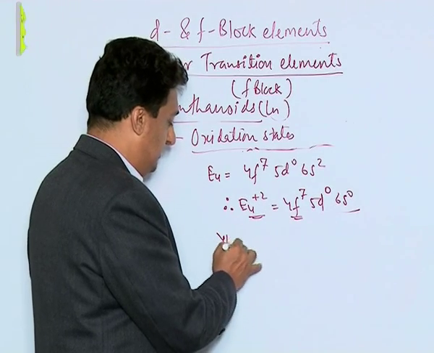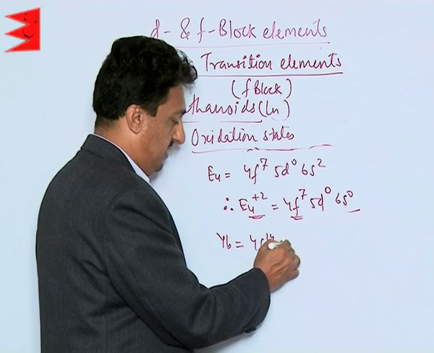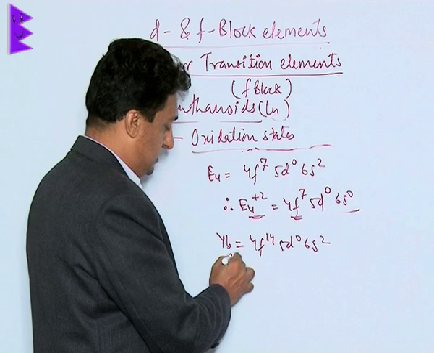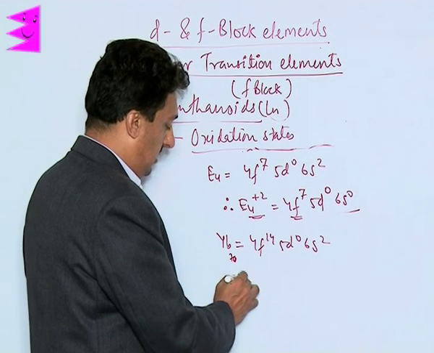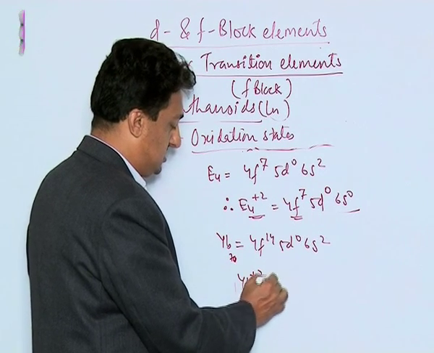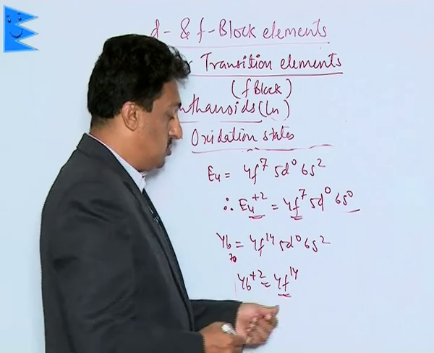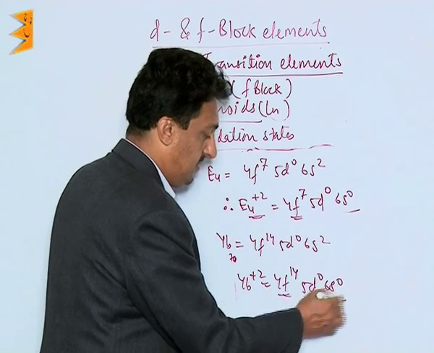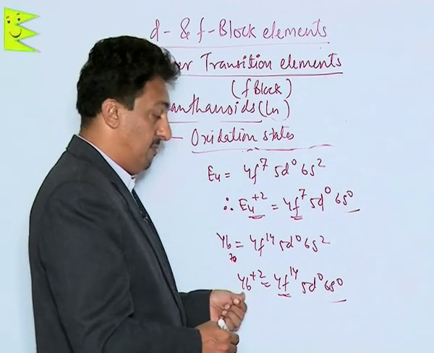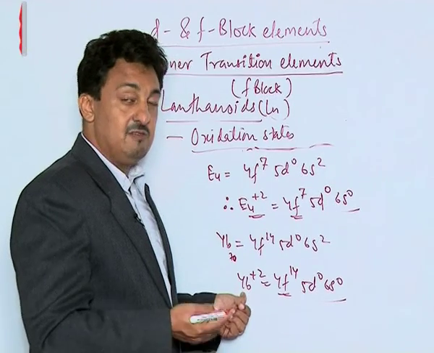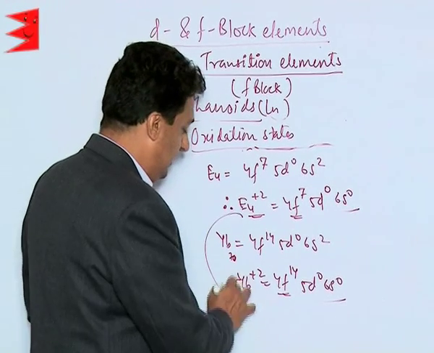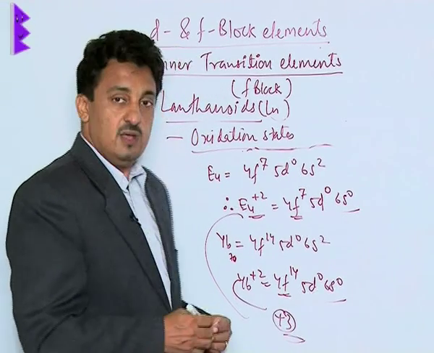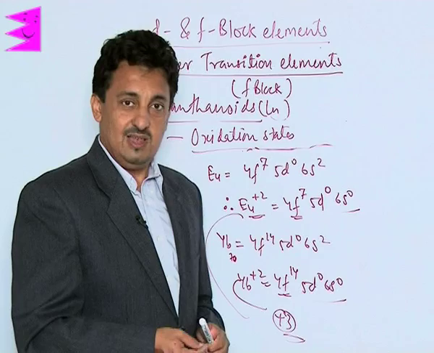Similarly, we have ytterbium, with atomic number 70, which has a configuration of 4f14, 5d0 and 6s2. It shows a +2 oxidation state very easily, where it acquires a pseudo noble gas configuration of 4f14, 5d0 and 6s0. So europium and ytterbium, existing in the +2 oxidation state, will be good reducing agents because ultimately they get oxidized to their +3 oxidation states. So this is the detail about the oxidation states of the lanthanoids.